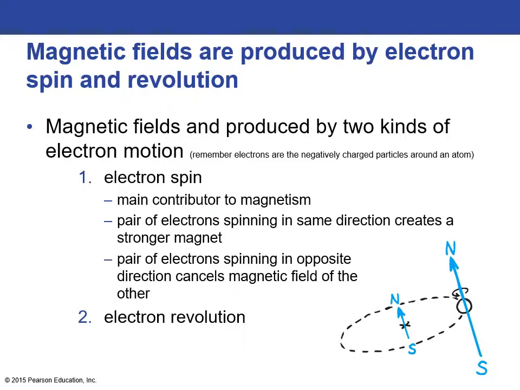And the spin is the main contributor to magnetism. So that's the main thing giving us that magnetic force. And if you have a pair of electrons spinning in the same direction, you'd have a stronger magnet. A pair of electrons spinning in opposite directions would cancel the magnetic field.